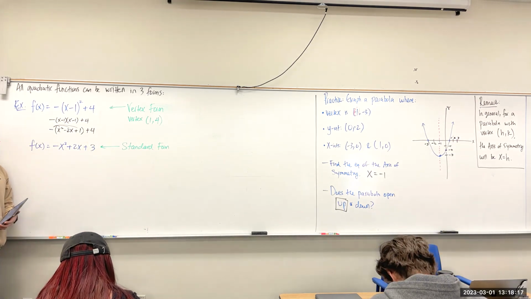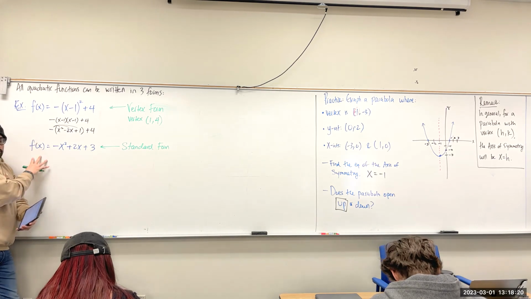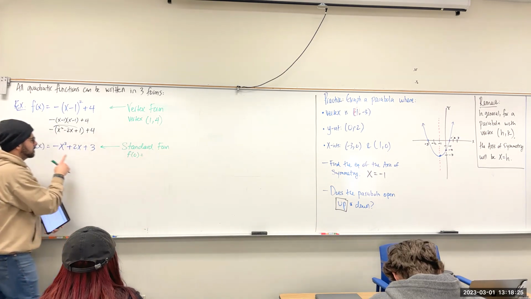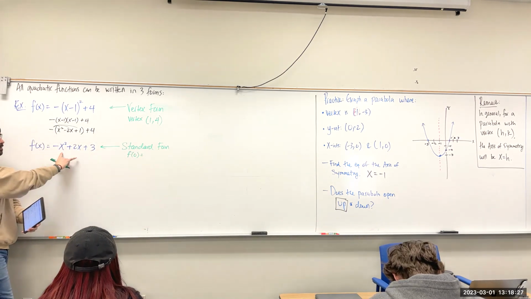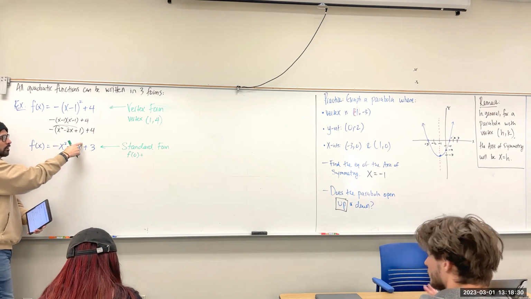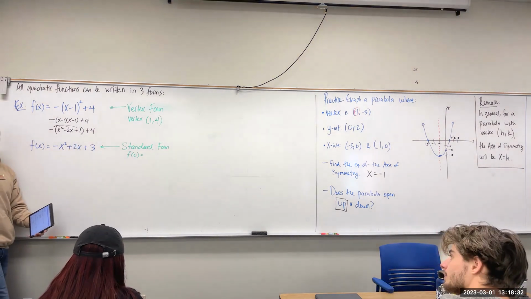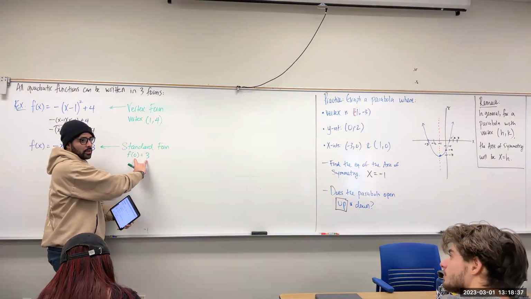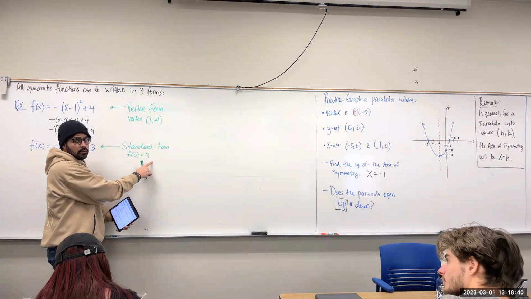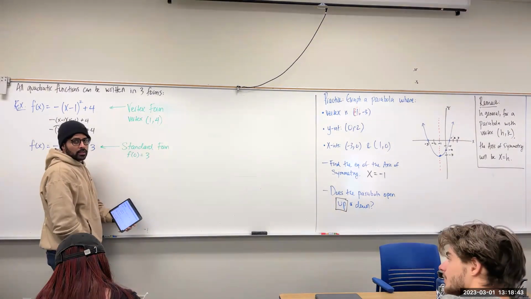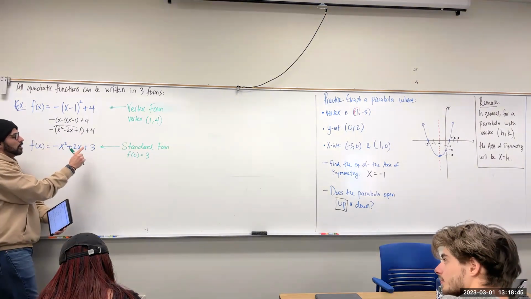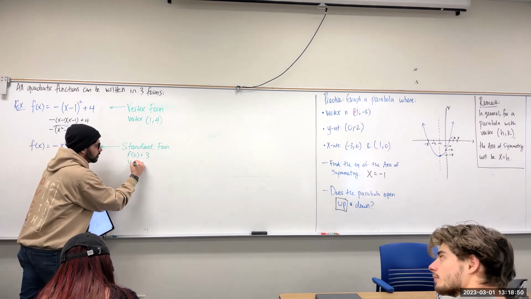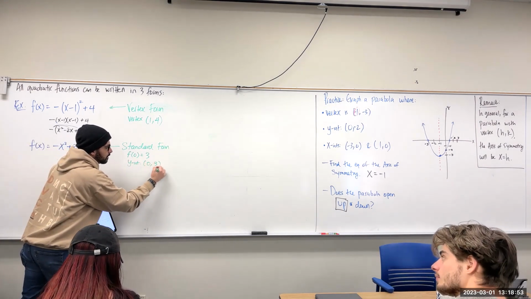The information you get from this form is that if you plug in 0 for x, it'll make this 0, it'll make this 0. So what will you be left with? You'll be left with 3, exactly. That corresponds to the point (0, 3). What is that point? The y-intercept. So in this form, the 3 tells you the information of the y-intercept. So this tells you that the y-intercept is (0, 3).